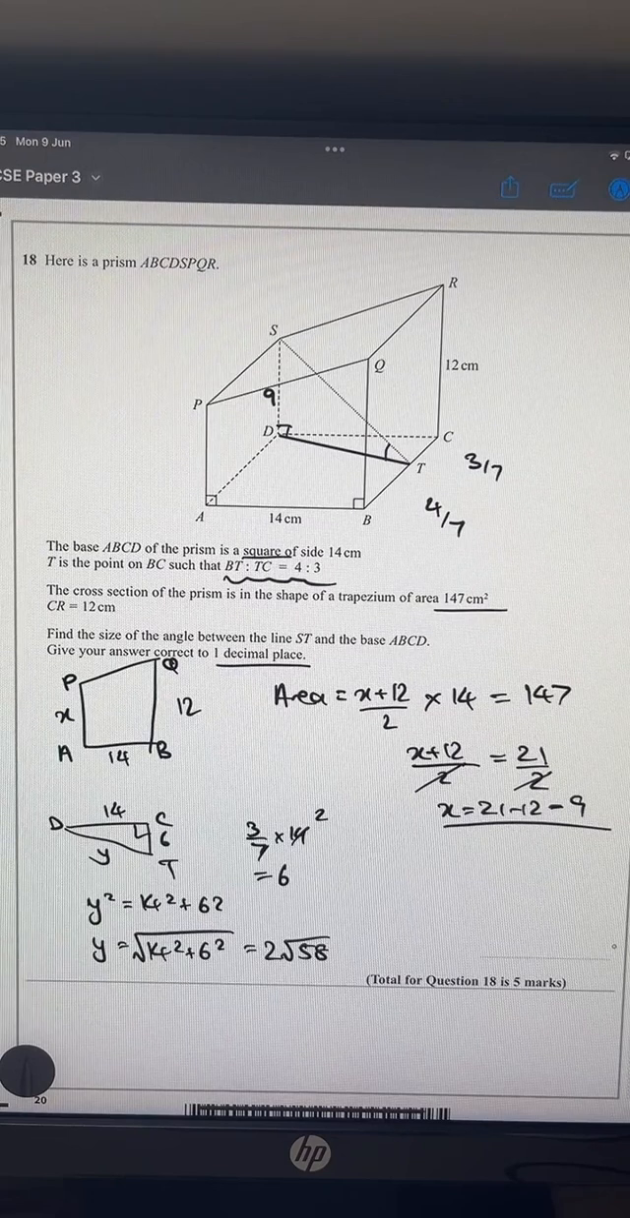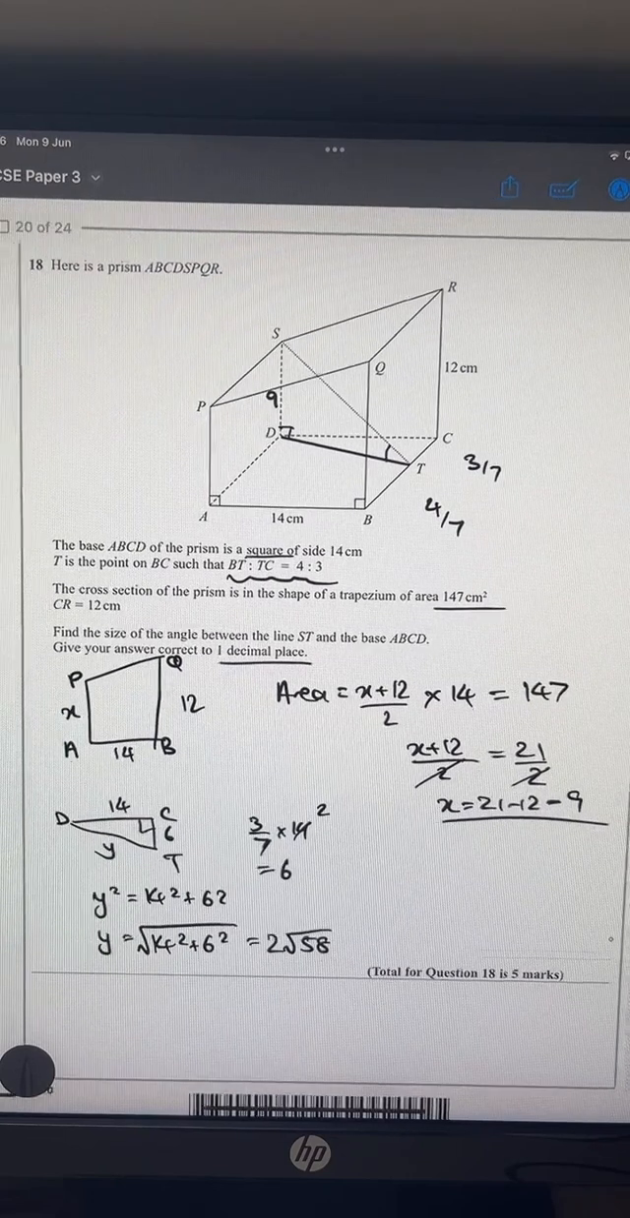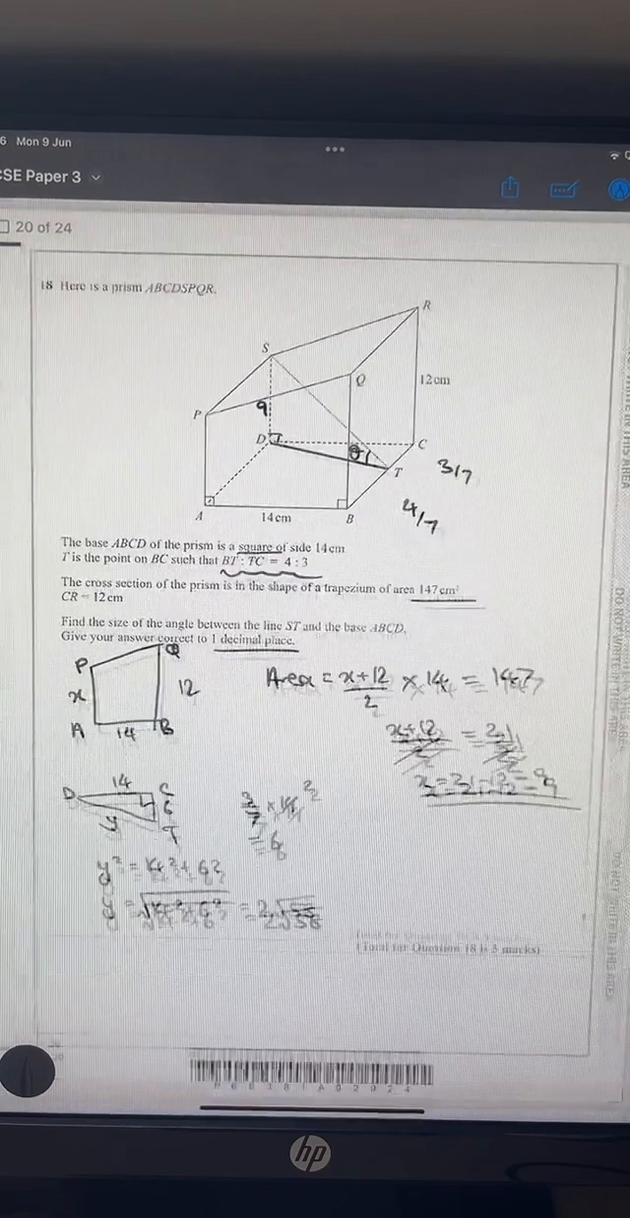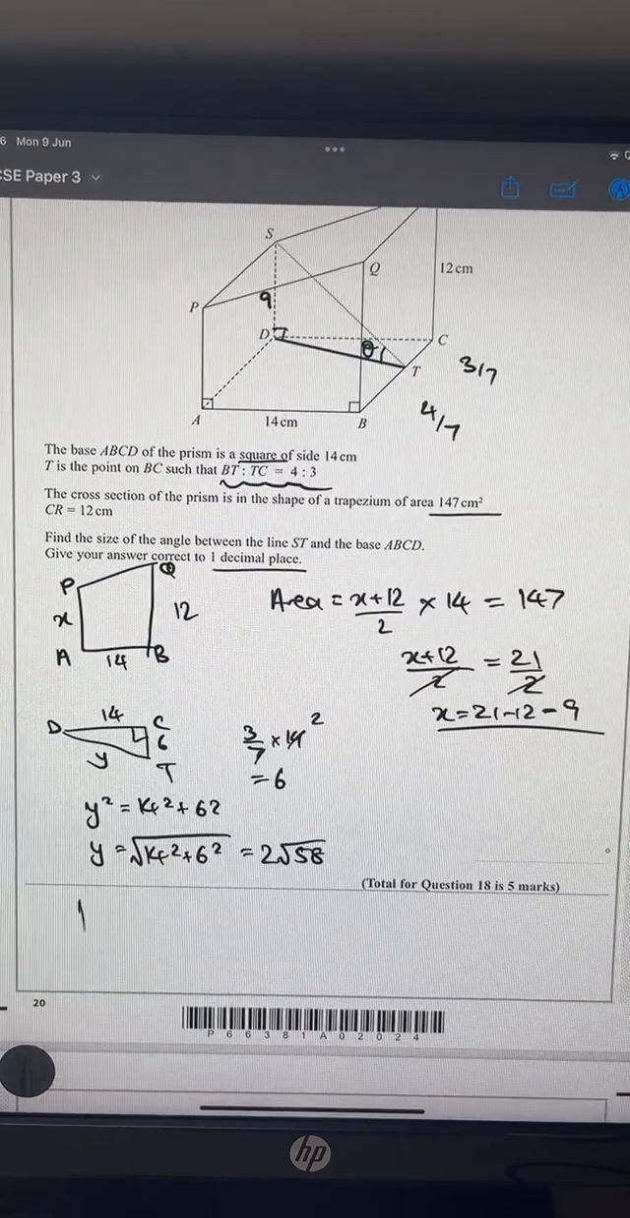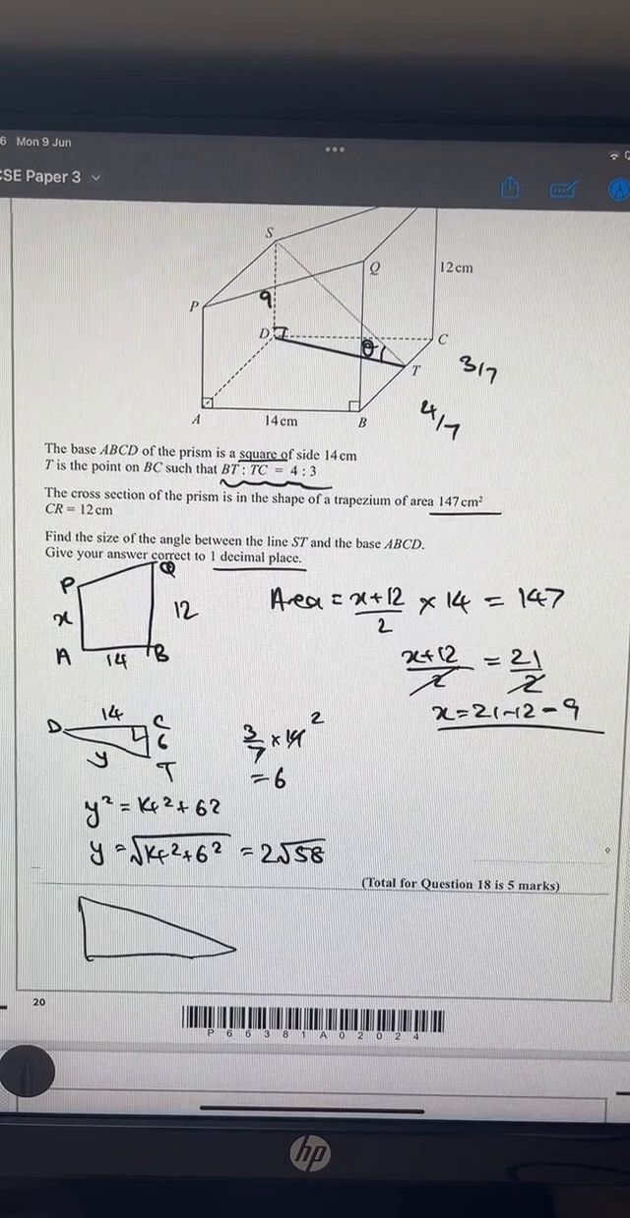Not done yet. Why? I need to find the angle here. Let's call that angle theta because, you know, we're fancy like that. I'm going to draw another right angle triangle. This is my last one, I promise you. So that is theta. This is T, D, and S. I know that this is going to be 9, and I know that this now is y, right? This was y.